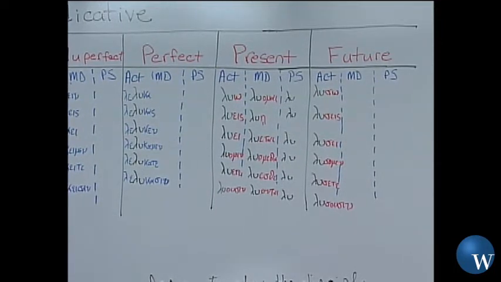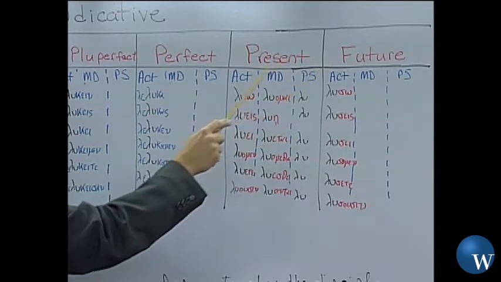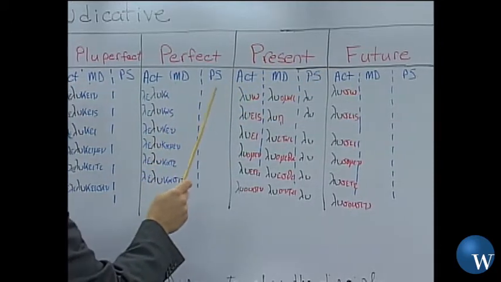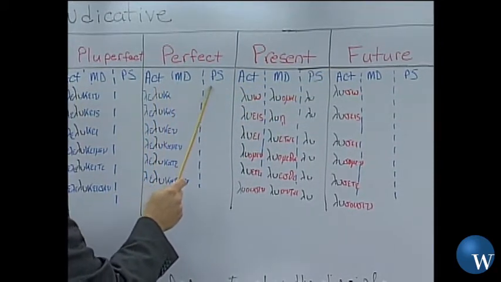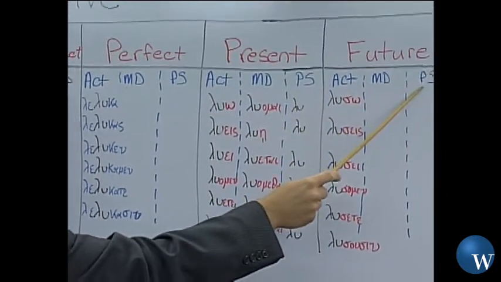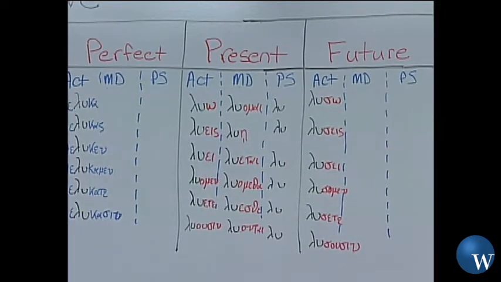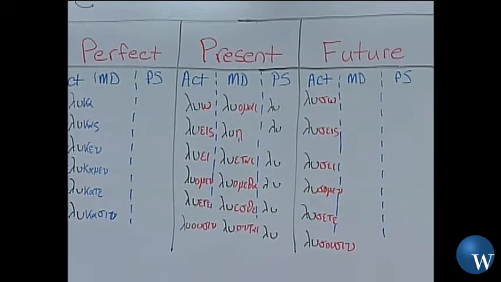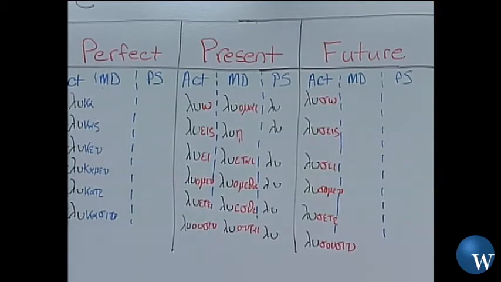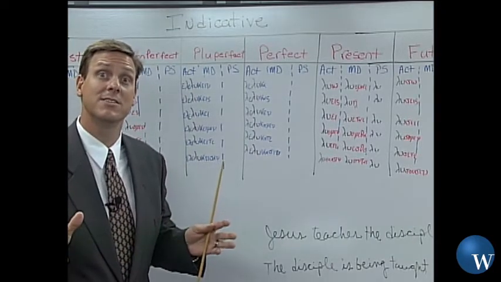Then notice under each one of these tenses, there is voice. So that, for example, under the perfect tense, you have active, middle, and passive, and present. Active, middle, and passive. Active, middle, and passive. Each one of these tenses has voice. How is the aspect of that verb? What voice does it have? Is it in the active voice?